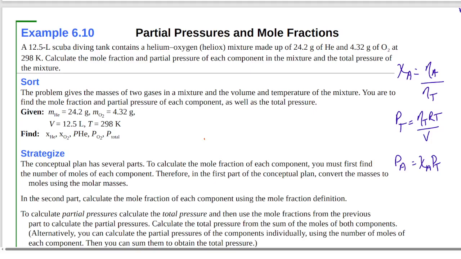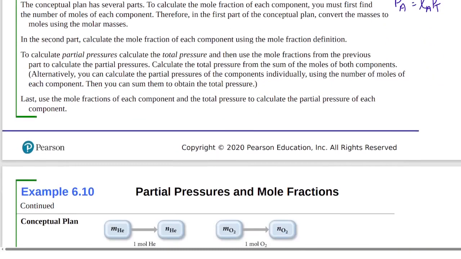We learned that the partial pressure of a component is equal to the moles of that component divided by the total moles times the total pressure, and the total pressure can be calculated by the total moles times RT over V. We know that the partial pressure of a component can be calculated as the mole fraction of that component times the total pressure. Well, we weren't given the moles of each component, but we were given the masses and the identities of those components. So from those masses, we can calculate the moles of each component, and we can use the volume and the temperature to calculate the total pressure.